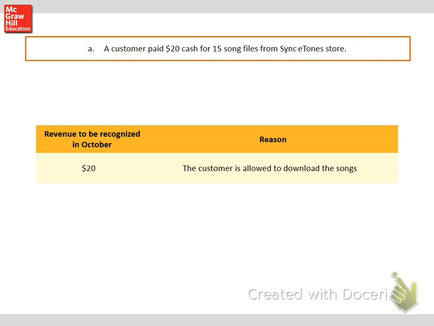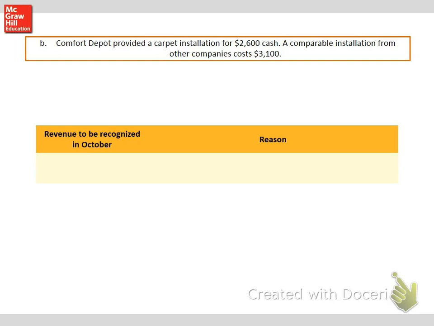Cash and revenue. So a debit to cash for 20, not whatever would have been the multiplication, and a credit to revenue. All right, Comfort Depot provided carpet installation for $2,600 cash. A carpet installation from another company would have been $3,100. So is that revenue in October? Assuming it was installed. Yeah. Yes, it is. Okay. And how much is the revenue going to be?